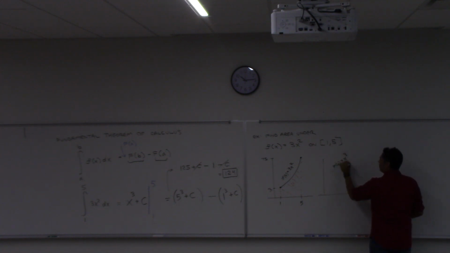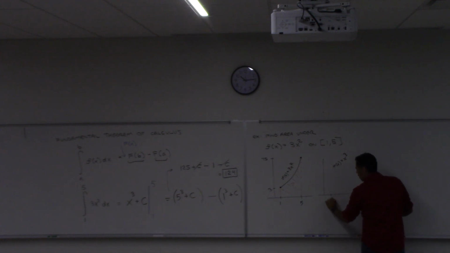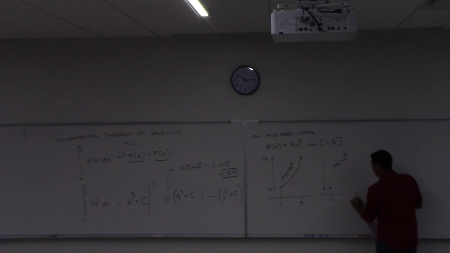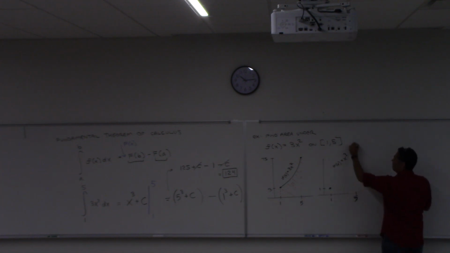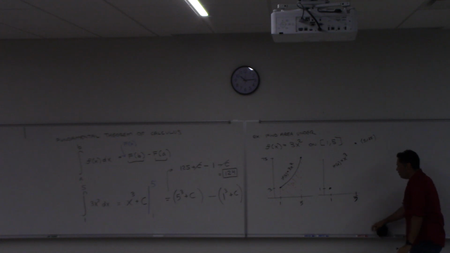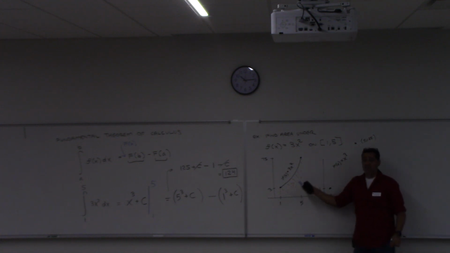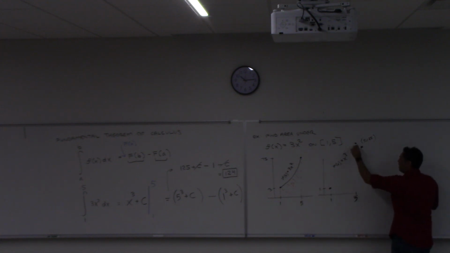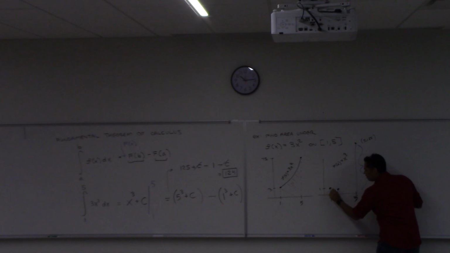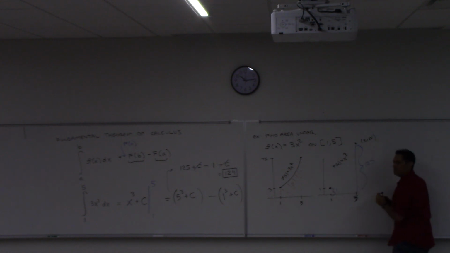X cubed, right? What does x cubed look like? At 1, what's 1 in here? What's 5 in here? 5 in here is 125, right? You plug in 5, you get 125. And so the area of this red is that distance. What's that distance? 125 minus that distance, 1.